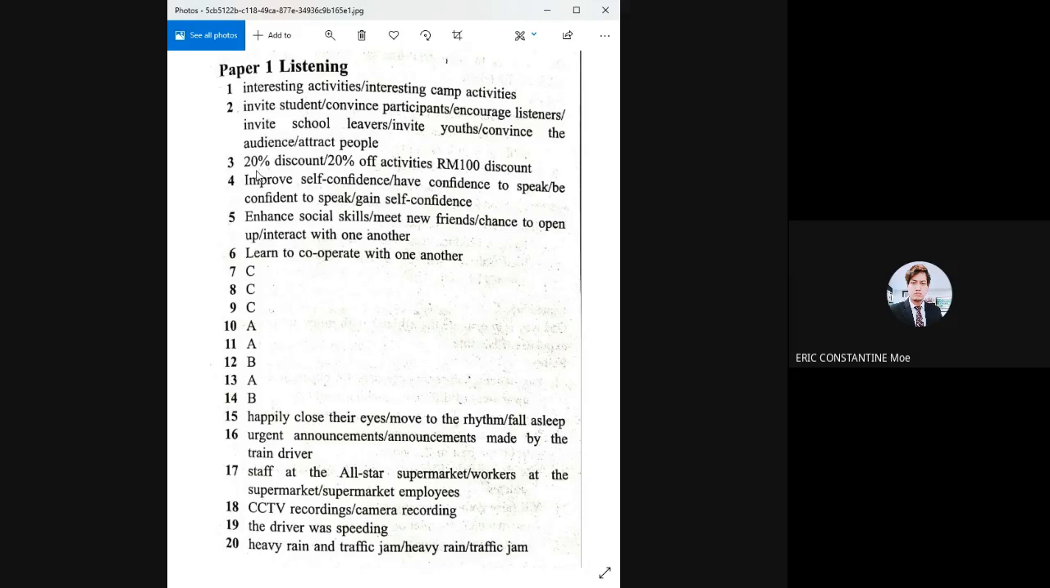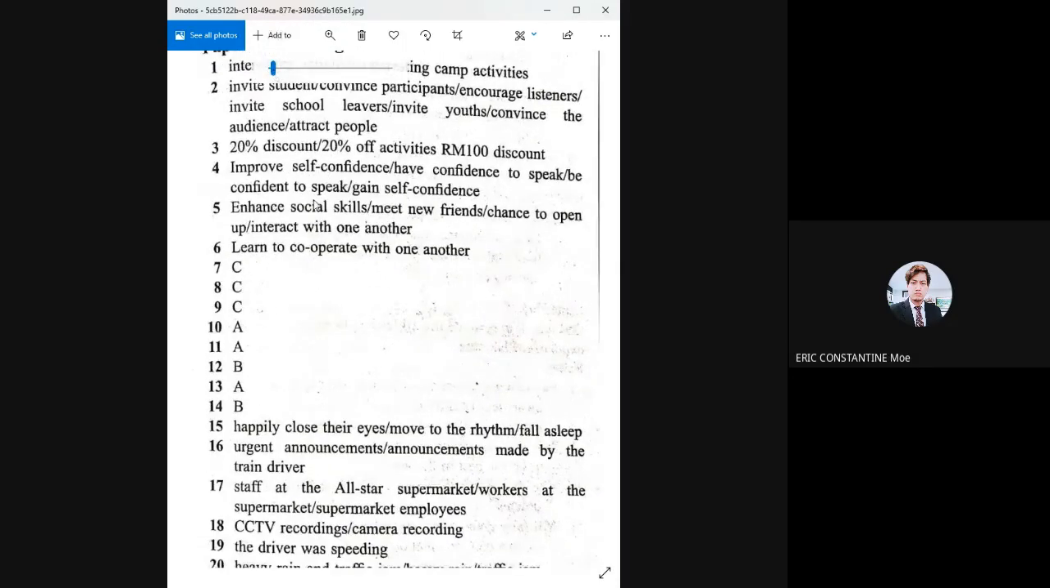For number three, now you may write your answer like this: 20% discount. Let me just zoom in a bit. 20% discount, or 20% off activities, RM 100 discount. I think that the first part is very straightforward, 20% discount. For number four, you may answer improve self-confidence, have confidence to speak, be confident to speak, or gain self-confidence. So these are the possible answers. Other than that, I'm so sorry.